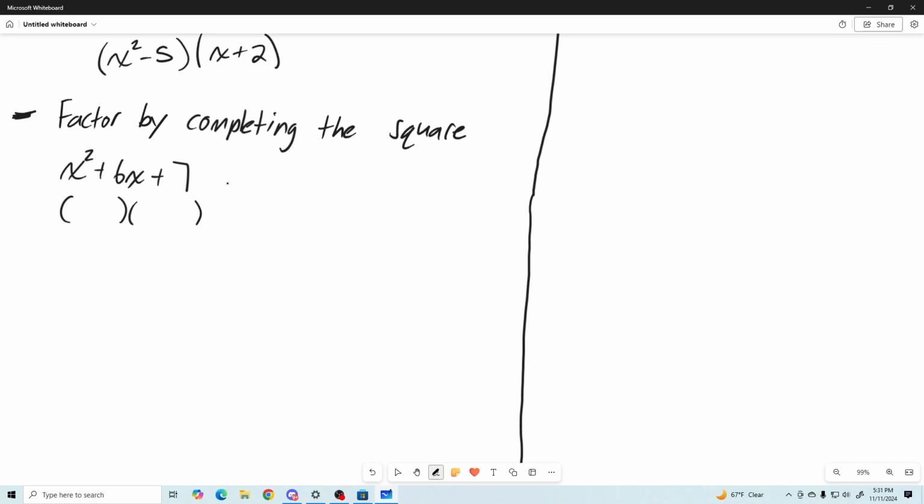The only things that multiply to get 7 are 1 and 7, and there's no way to manipulate positives and negatives because everything's positive. So yeah, there's not really a way to do it.